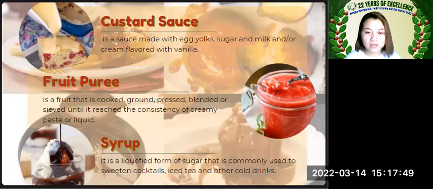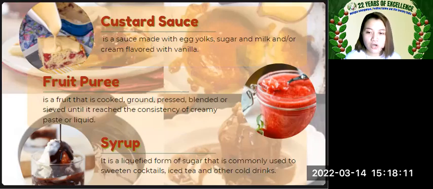It is a liquid form, or it is also referred as sugar syrup. Okay, it's a liquefied form of sugar that is commonly used to sweeten cocktails, iced tea, and other cold drinks. So a dessert syrup is a flavored sugar syrup used to flavor and moisten cakes and other desserts.